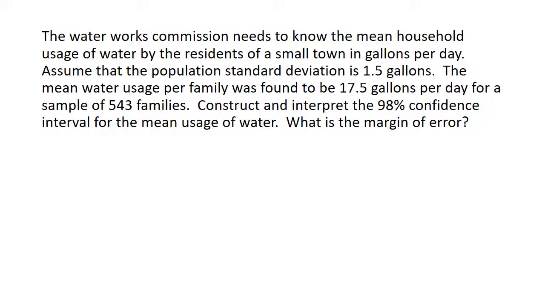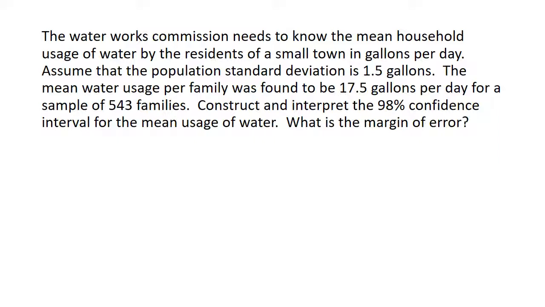And here's another problem. The Water Works Commission needs to know the mean household usage of water by the residents of a small town in gallons per day. Assume that the population standard deviation is 1.5 gallons. The mean water usage per family was found to be 17.5 gallons per day for a sample of 543 families. Construct and interpret the 98% confidence interval for the mean usage of water, and what is the margin of error?